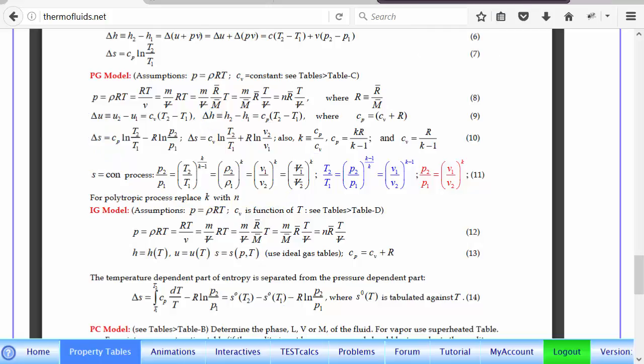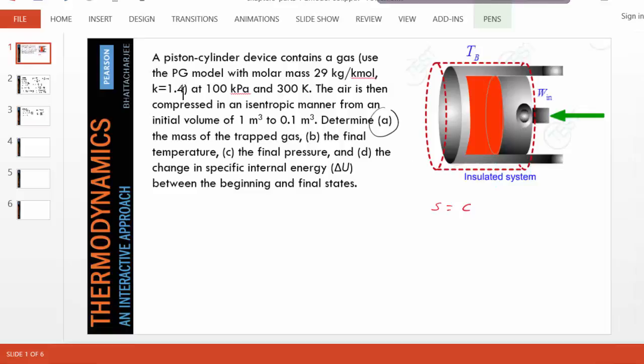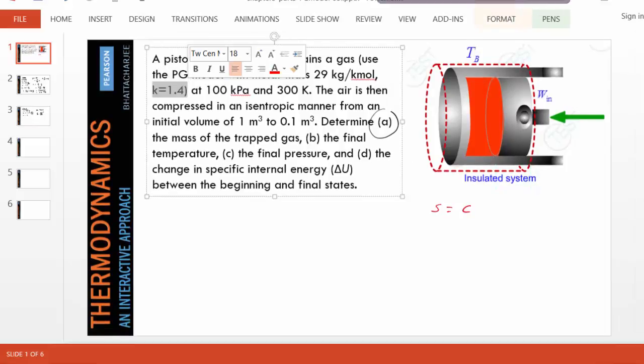I think that will erase everything. Let's go back to our solution, and we use this formula now. So what is that formula? We picked it up from the table, we'll call this table J, the equation sheet. P2 over P1 equals V1 over V2 to the K. And the value of K has been supplied in this problem. If you go, the K is 1.4, supplied right here.